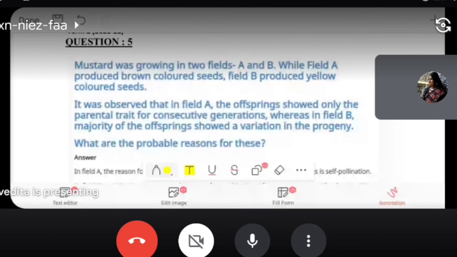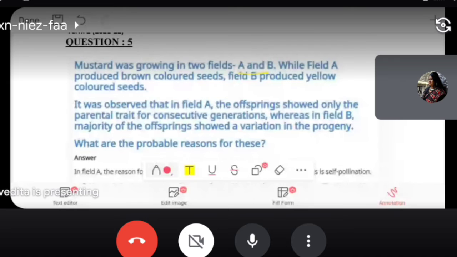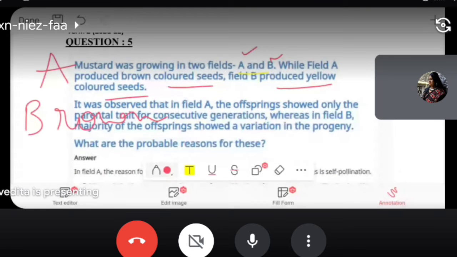See, mustard was growing in 2 fields, A and B. Means in question number 5 they had told that mustard seeds are growing in 2 fields. First one is A and second one is B. While field A produced brown colored seeds and field B produced yellow colored seeds. So in field A it is brown colored seed, and in field B it is yellow colored seeds.